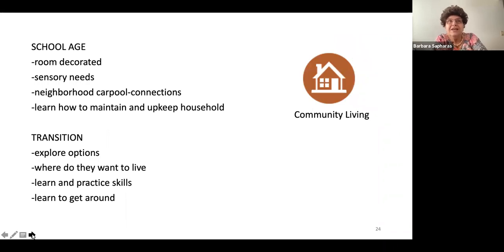For school age, think about decorating their room, their personal space. Can they make it their own? Are they using a carpool so they get to know other people? And I'm not saying this is for everybody. These are considerations. And as you're having those conversations with families, things to consider.